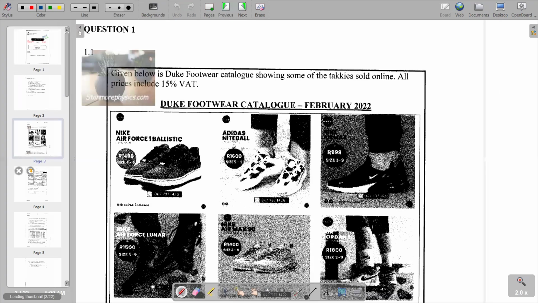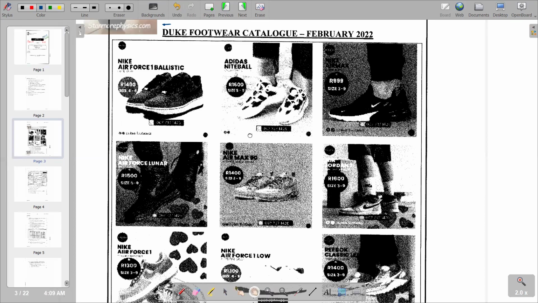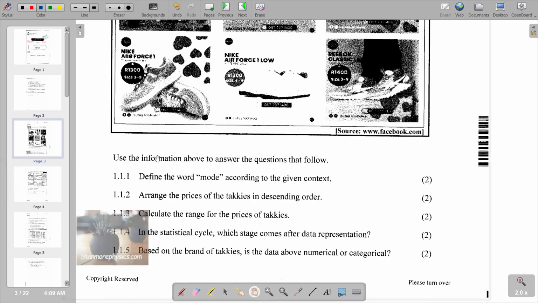So on our question, we're going to look at question 1. We're going to start on part 1, which is: given below is a Duke Wood footwear catalog showing some of the turkeys sold online. All prices include 15% VAT. And then we're given two pieces of information in terms of the pictures that we just need to browse through before you answer the question. Beneath that, it reads, use the information above to answer the questions that follow.